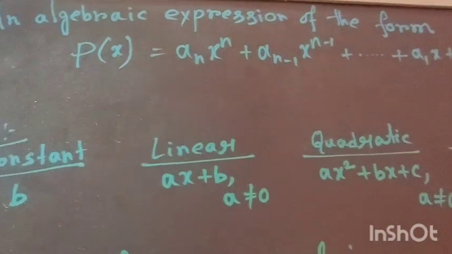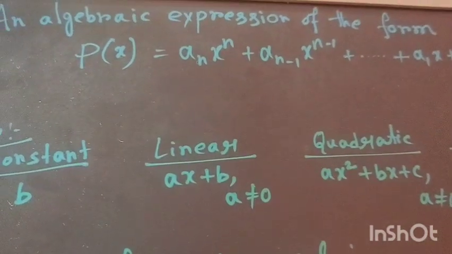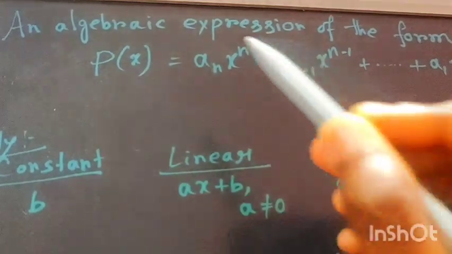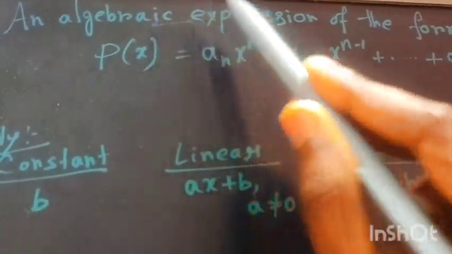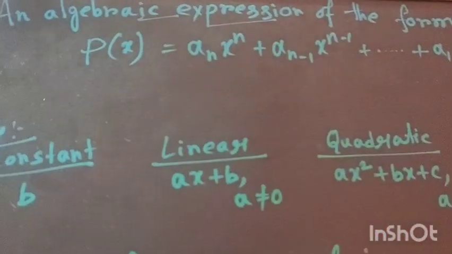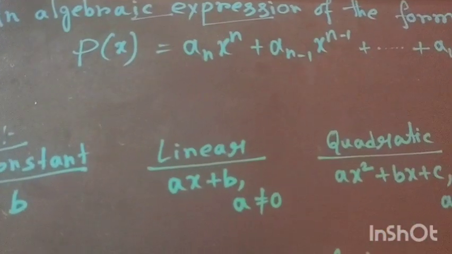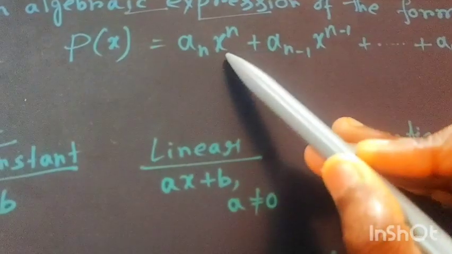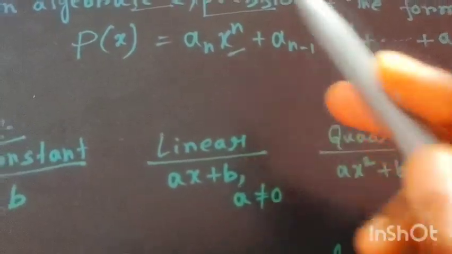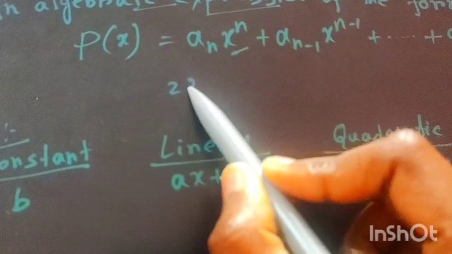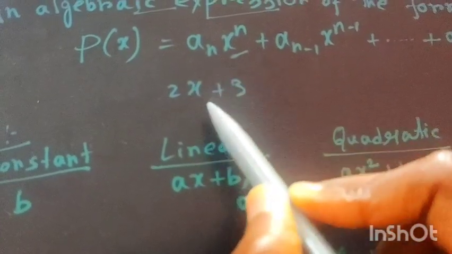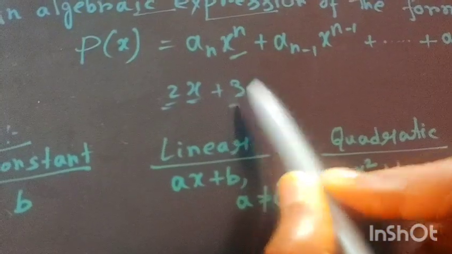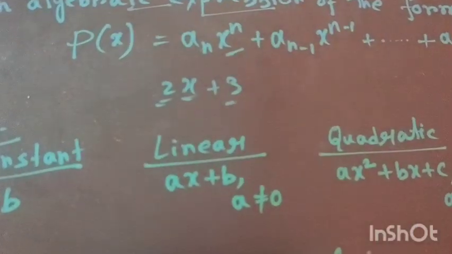So first we will start with the basics of a polynomial. So what is a polynomial? A polynomial is an algebraic expression. And what is an algebraic expression? An algebraic expression contains variables and constants, like 2x plus 3. Here x is a variable and these are constants, or you can say numbers.